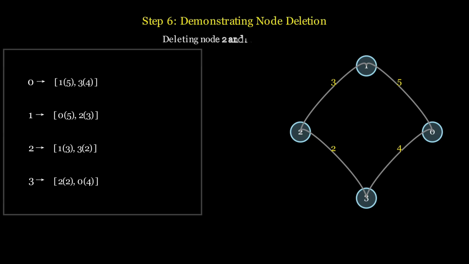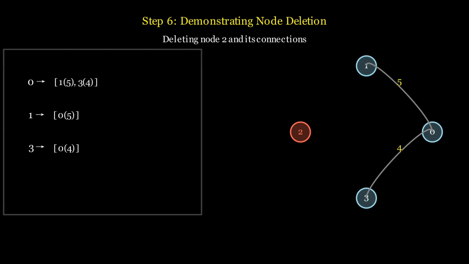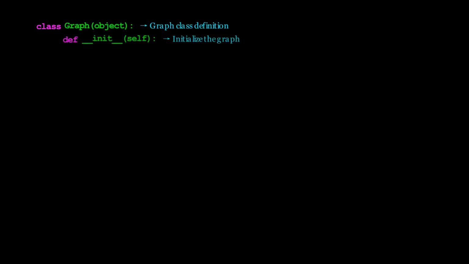Now let's delete a node. We will remove node 2 and all its connections. When we do this, we remove node 2's list entirely and update the lists of its neighbors to remove any reference to node 2. This ensures the adjacency list remains consistent.